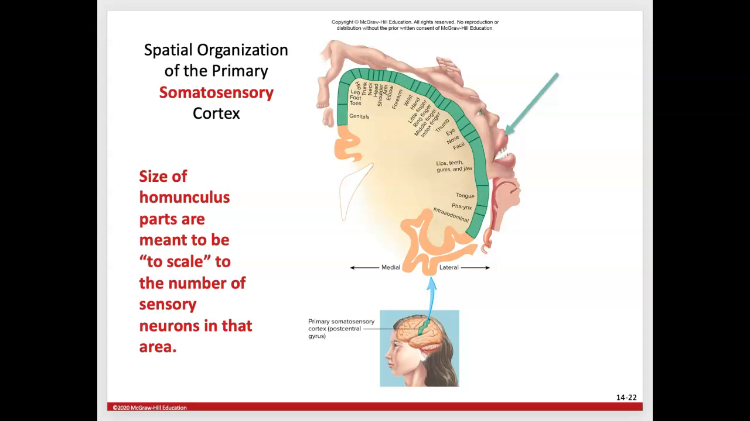So, spatial organization of the primary somatosensory area. I'm going to stop here and pick up on part 2, because I don't want to keep rushing through here.